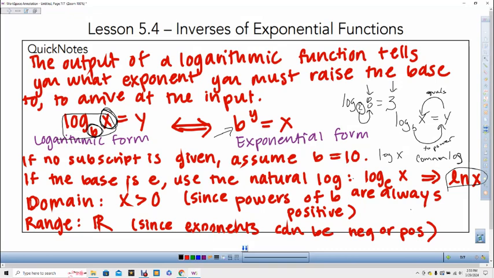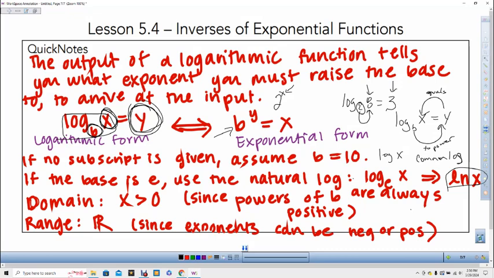Now the range, remember that's the output. That's going to be your y value over here, and those are the exponents, and the exponents can be any real number. Remember, if we have 2 to the x, we can plug any value in there we want to. We can plug a negative in, it's going to make it into a fraction. We can plug in 0, it's going to make it 1. We can plug in 1 and our positive number, and it's just going to get bigger and bigger and bigger. So exponents can be negative or positive.